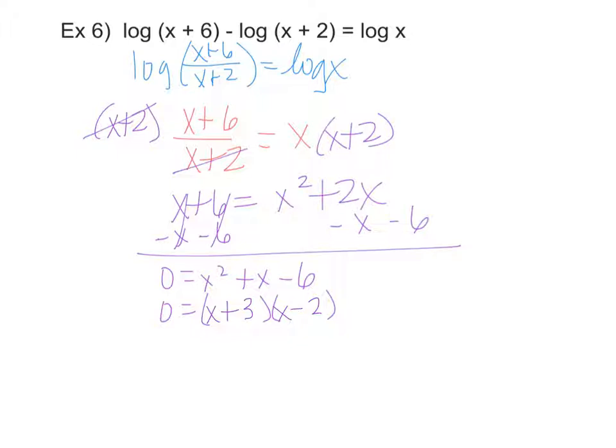Then we set each one of those equal to 0. So x plus 3 equals 0 and x minus 2 equals 0. So x here is a negative 3 and x is a positive 2.